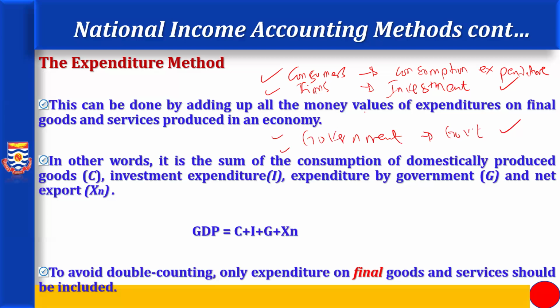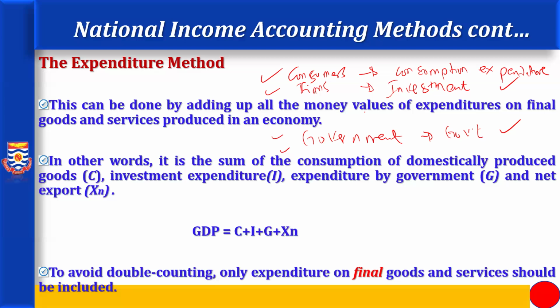Now, we also have expenditure that we Ghanaians make on the goods and services produced by outsiders. That expenditure, we call it import. Anytime we spend on goods and services produced by people in a foreign country, the only way we can spend on goods and services produced outside Ghana is when we import it. So the expenditure that we make on goods and services produced by people outside Ghana, we call it import.